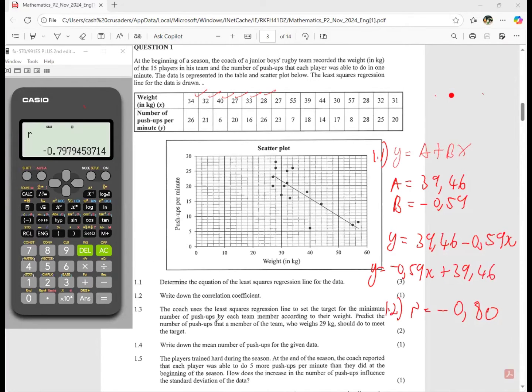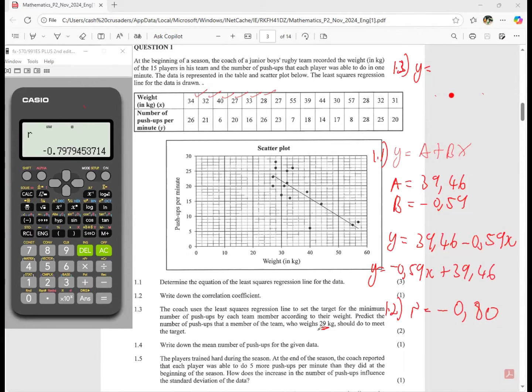Now 1.3, they say the coach uses the least square regression line to set the target for the minimum number of push-ups by each team member, according to their weight. Predict the number of push-ups that a member of the team who weighs 29 kg should do to meet the target. So we are using the least square regression line for that one. Okay, so let's go now. For 1.3, we already have the least square regression line, so we're just going to substitute into it.